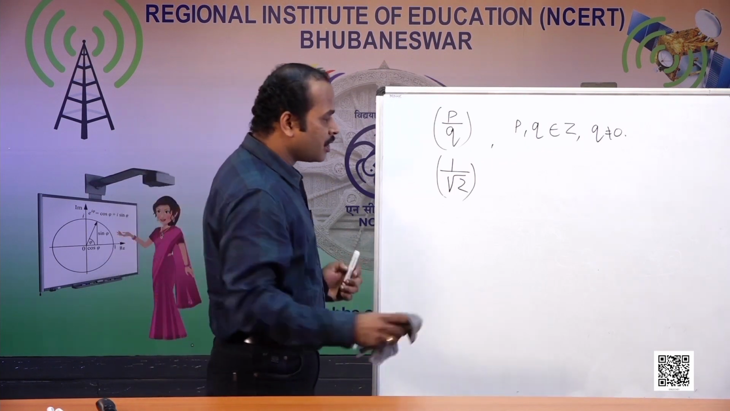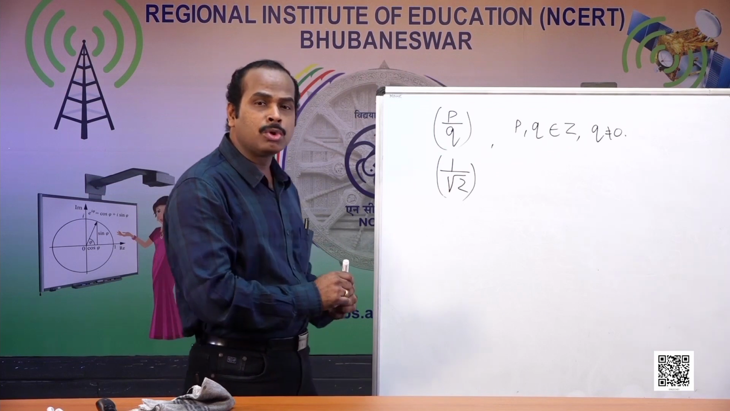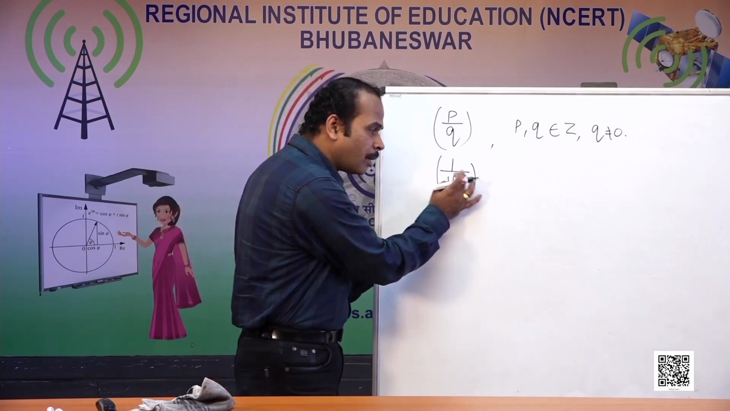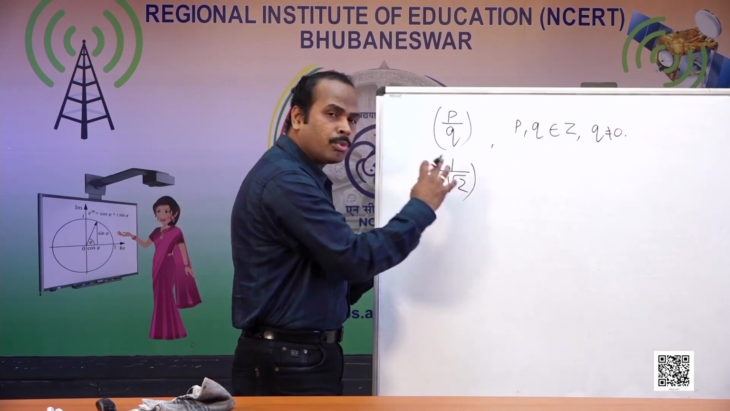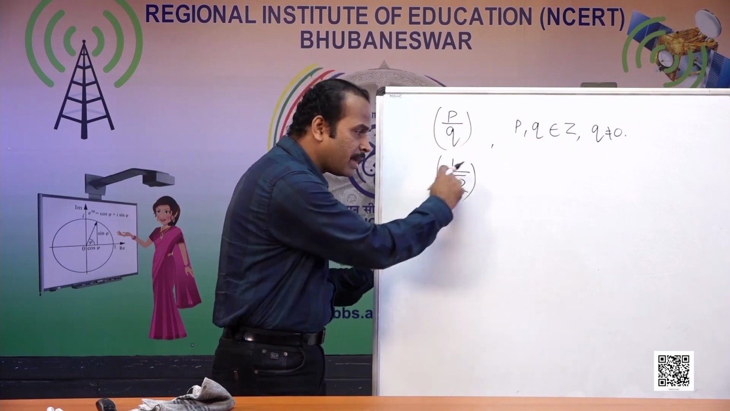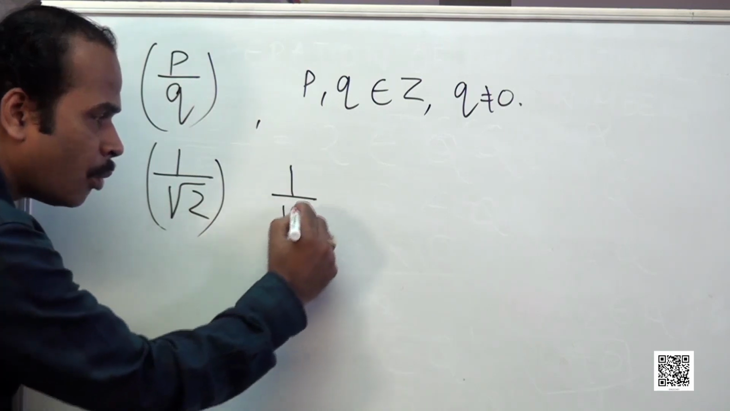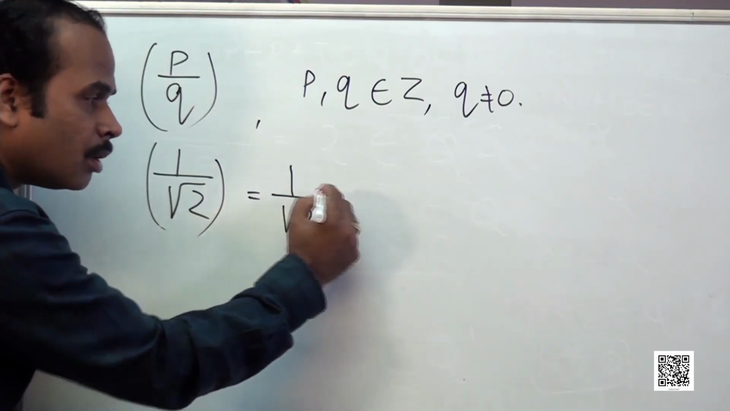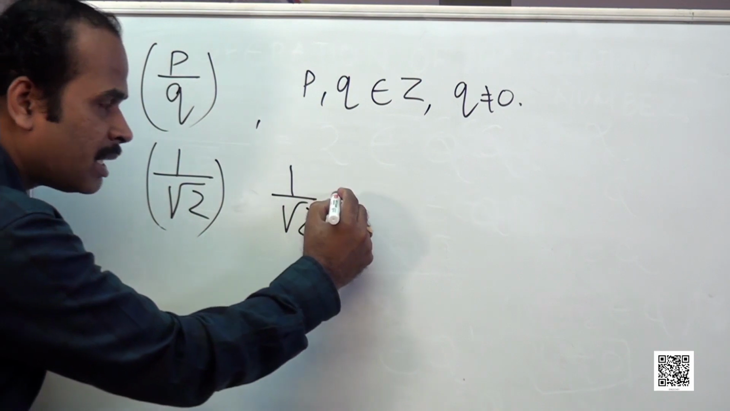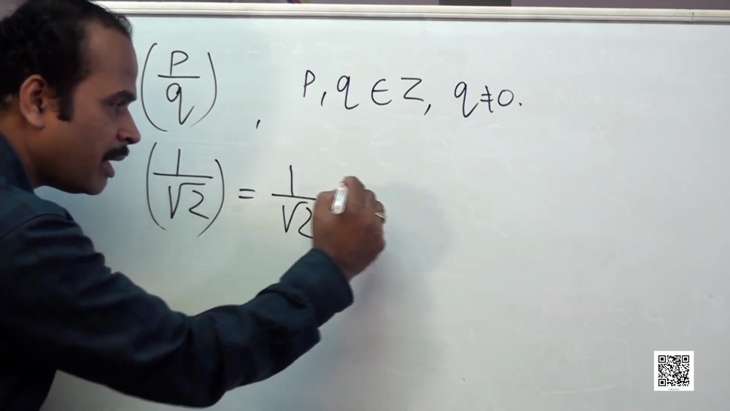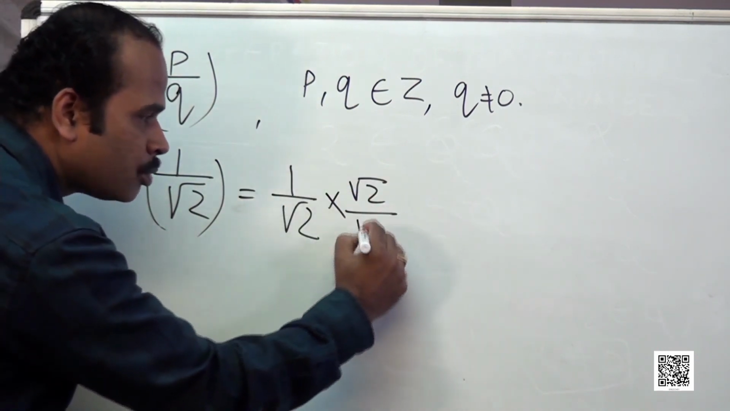Let us learn now. Suppose I have 1 by root 2 with me. In the denominator here, the denominator is root 2, which is irrational, so I want to make it rational. So what will I multiply? Very simply, I can multiply 1 by root 2 with root 2, and this will be root 2 by root 2.